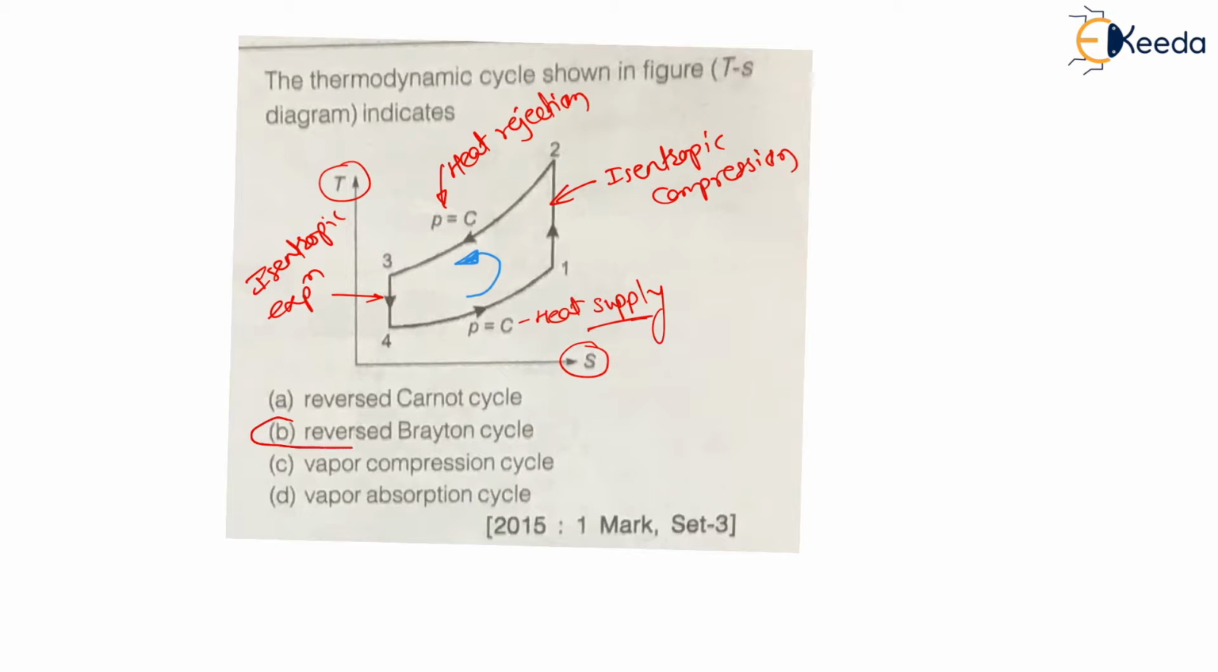Therefore here option B is the correct choice. This cycle is also called the Bell-Coleman cycle. The reverse Brayton cycle is also called the Bell-Coleman cycle.